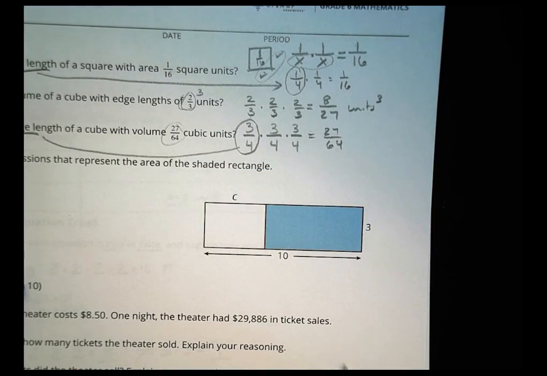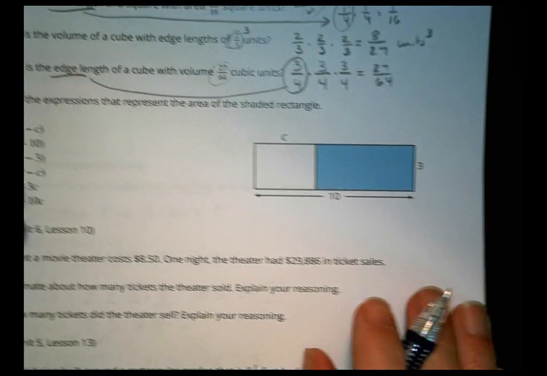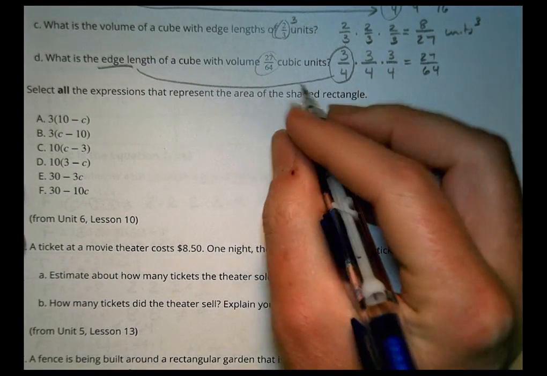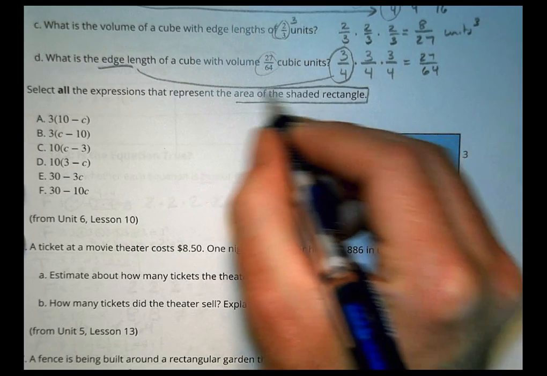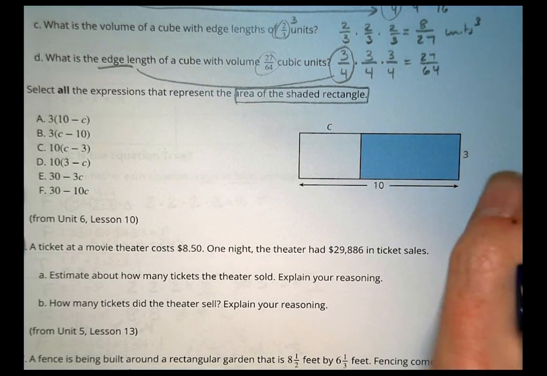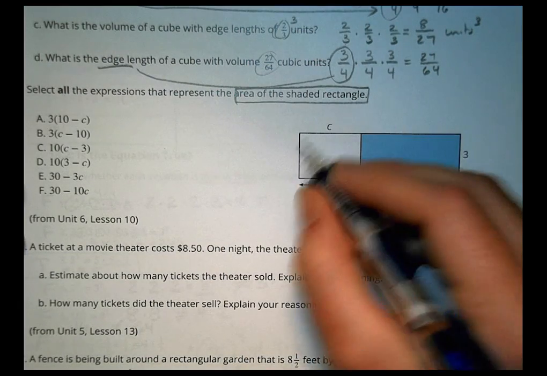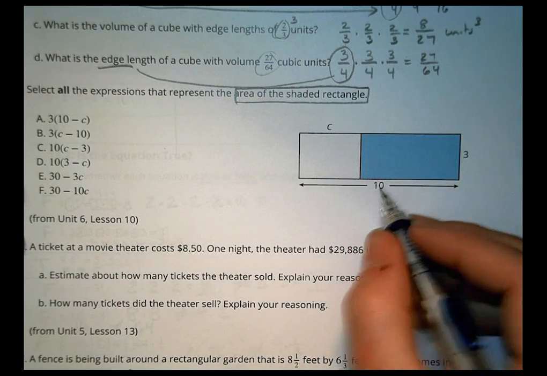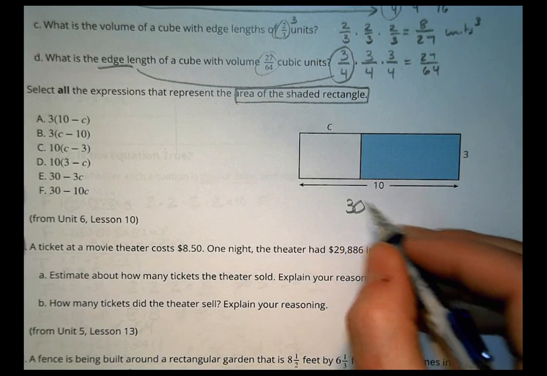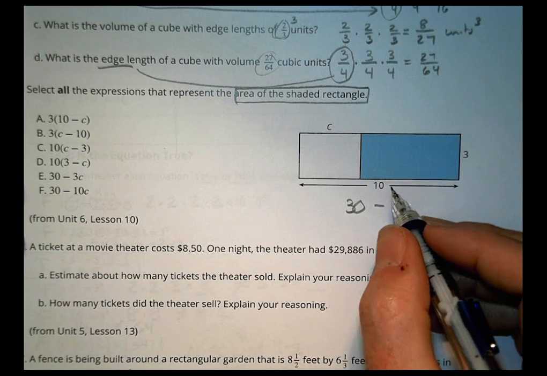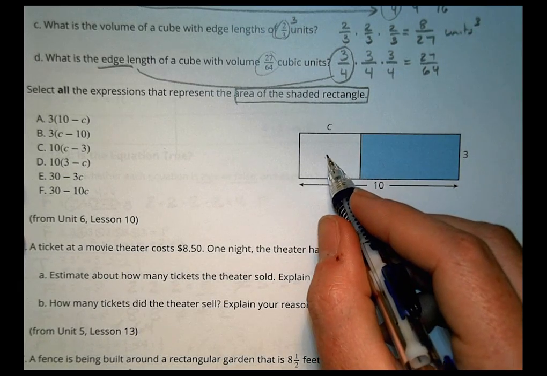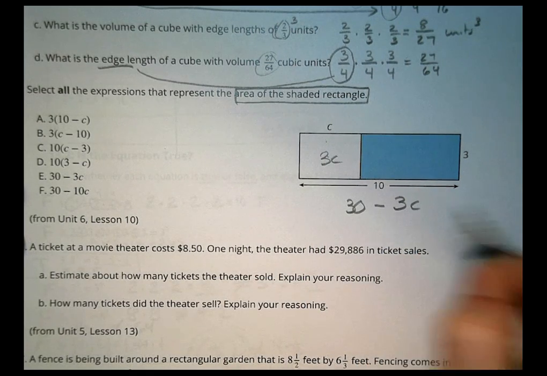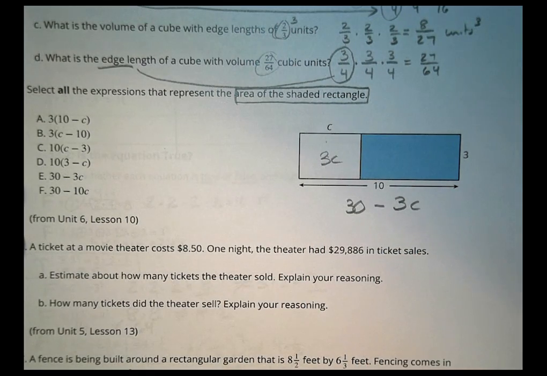Okay, that's the idea. Number 5. Select the ones that represent the area of the shaded rectangle. Keep that in mind, shaded rectangle there. So we know that the whole thing is 10, right? So the whole area of the entire thing is actually 3 times 10 is 30. And then we have to subtract this part here. Well, what is this part? This is 3 times c, 3c. So one way of looking at it is like that.